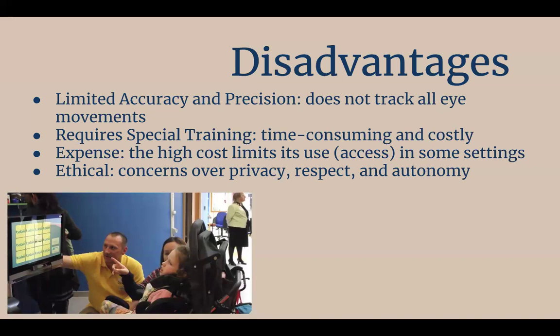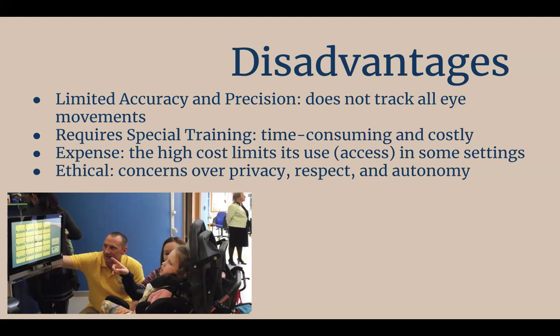Now, there are a number of disadvantages. There's a limited accuracy and precision to the technology. Not all eye movements are tracked, and sometimes there are concerns over the accuracy. And special training is also required both for the individual and support workers. This is time consuming and costly. And now that's probably one of the key disadvantages, which is the expense. The high cost of the eye gaze device limits its use and access in some settings.